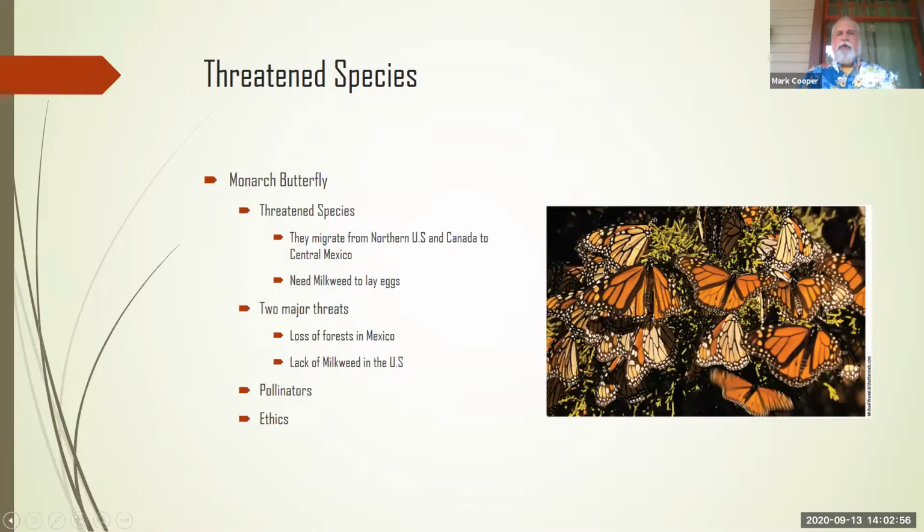And so there are also threatened species. I just want to mention one that you're probably aware of. Threatened means they're not endangered yet, but they could be. The monarch butterfly is considered a threatened species. Part of the problem is it migrates from Mexico all the way up to Canada, so there are all kinds of issues with the travel route. The two major threats I want you to know are loss of forests in Mexico and the lack of milkweed in the US. Unfortunately, the milkweed is right where we would put agriculture or housing, and so we are losing a lot of their habitat.